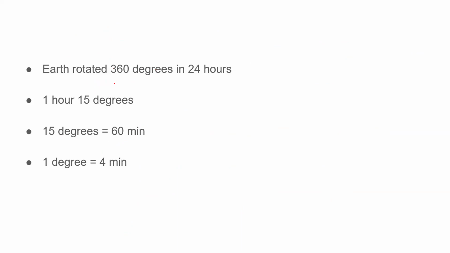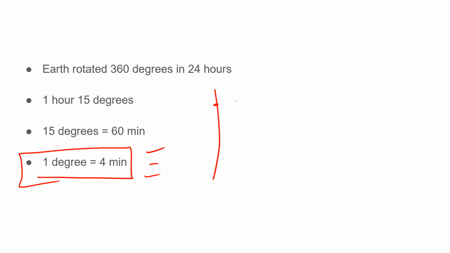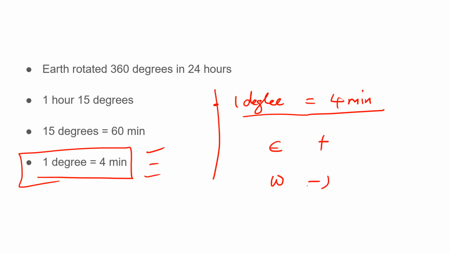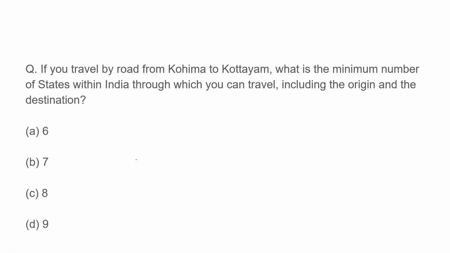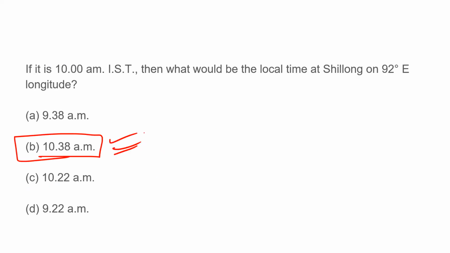So remember one thing: for every 1 degree of longitude, there is a 4 minute difference. For any kind of time zone calculation, calculate the longitudinal difference, multiply it, 1 degree equals 4 minutes. Then if it is towards the east, add. If it is towards the west, subtract. So 10 plus 38, 10:38 a.m. Very easy. Next time, whenever you get this template of time zone questions, please answer this way.